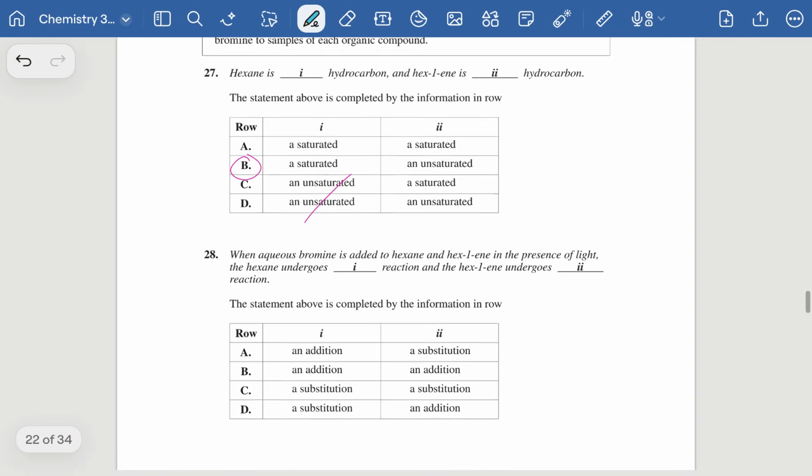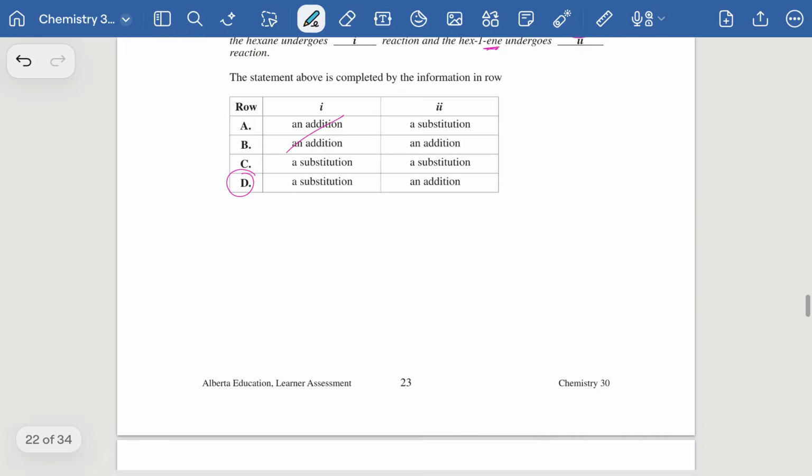And the next part, being able to discuss, if you add in bromine in the presence of light, that's just your catalyst, hexane undergoes substitution, and hexene, right, would break double bonds, undergoes addition. So the answer there is D, just knowing our reactants.